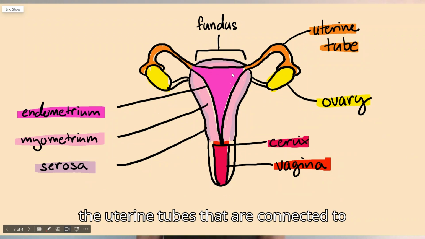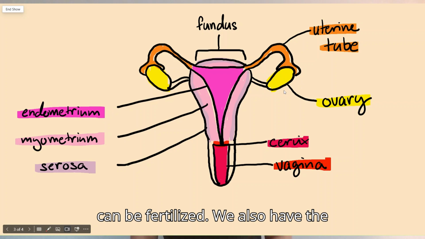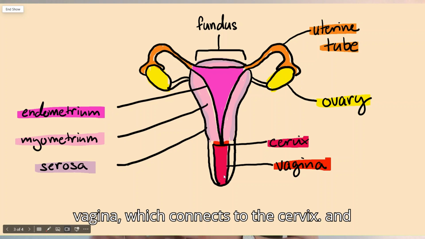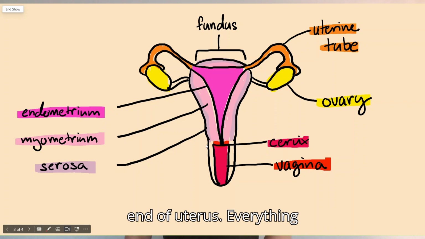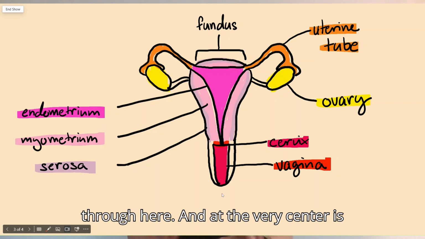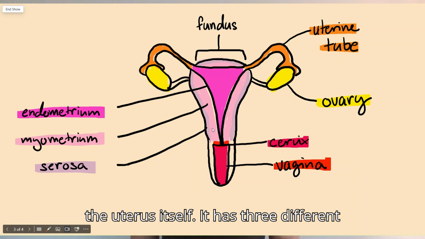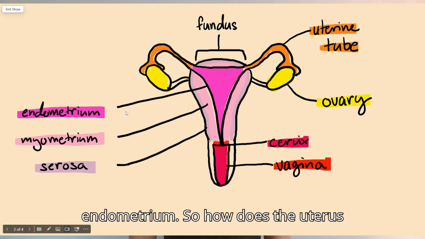We have the uterine tubes that are connected to the ovaries, ready to catch eggs so they can be fertilized. We also have the vagina, which connects to the cervix. And the cervix is the opening at the distal end of the uterus. Everything that comes out of the uterus comes out through here. And at the very center is the uterus itself. It has three different layers: serosa, myometrium, and endometrium.